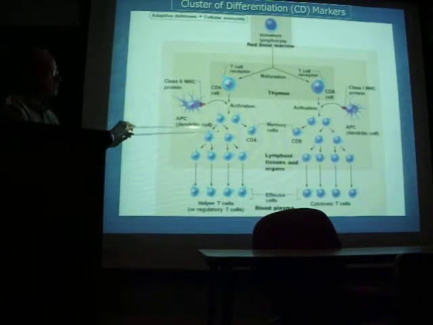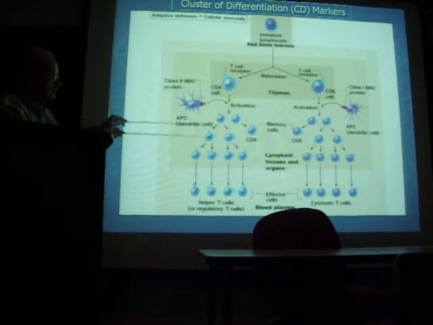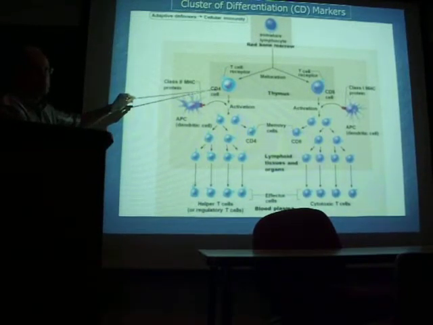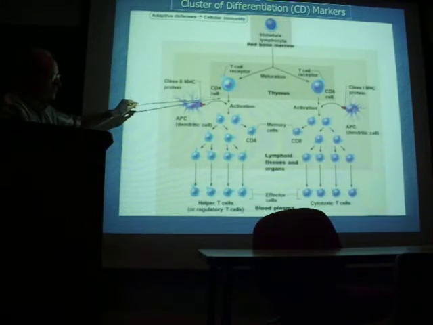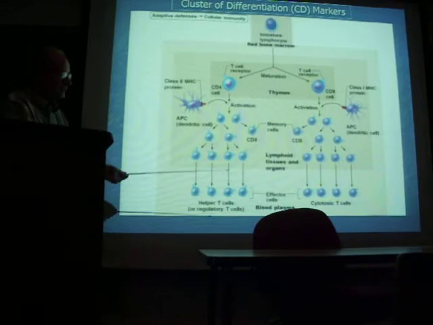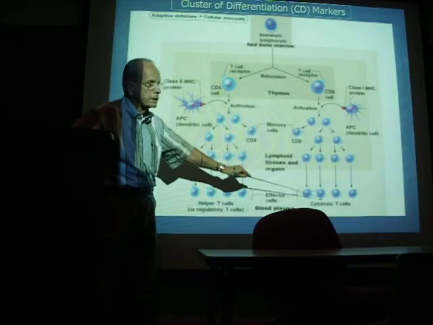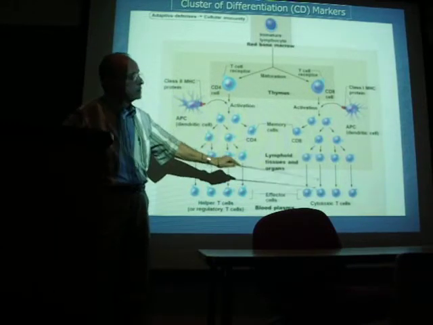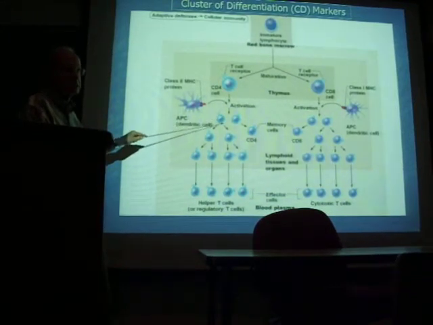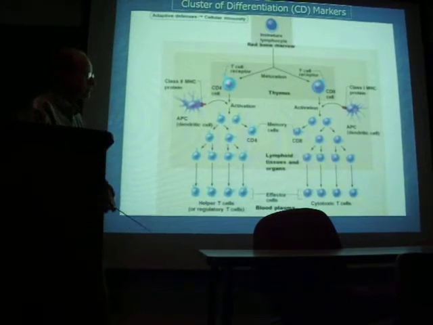This side over here is also T cells, but these are helper T cells. They have CD4 markers on them. So these are the helper T cells. Now, in order for this cell to be fully activated down here, it commonly requires the assistance of a helper T cell. That's why they call them helper T cells.